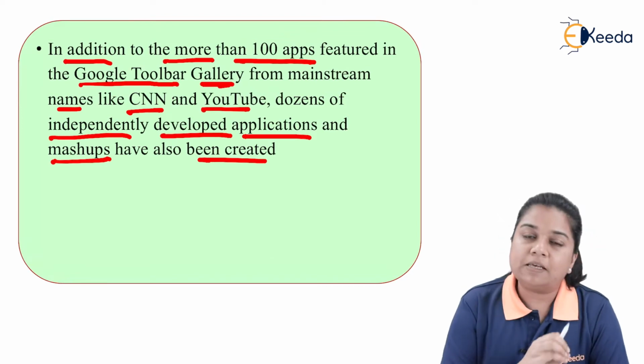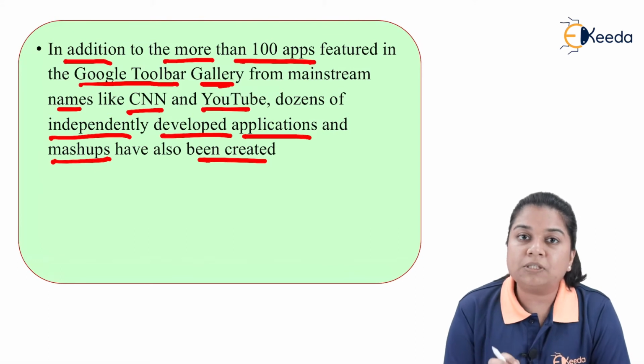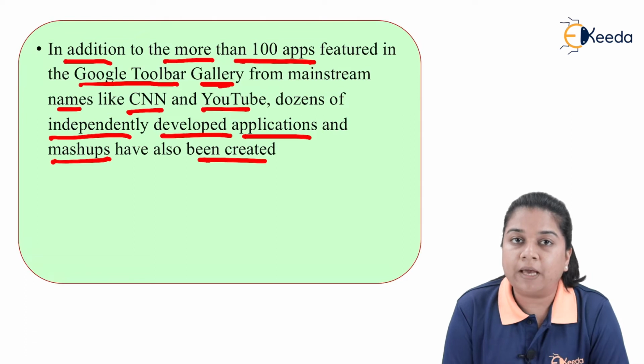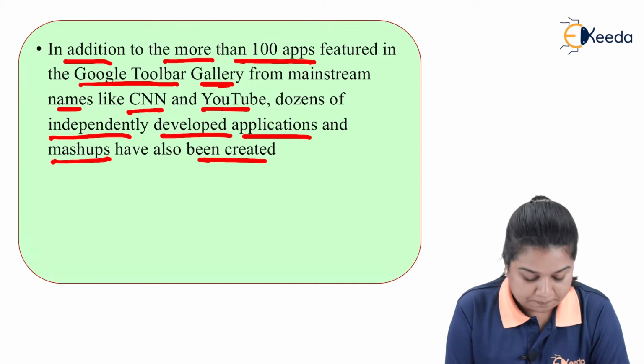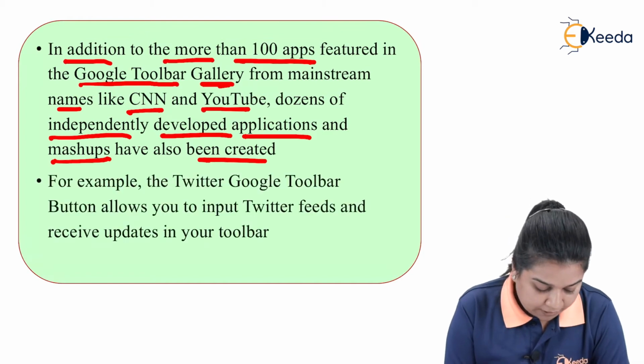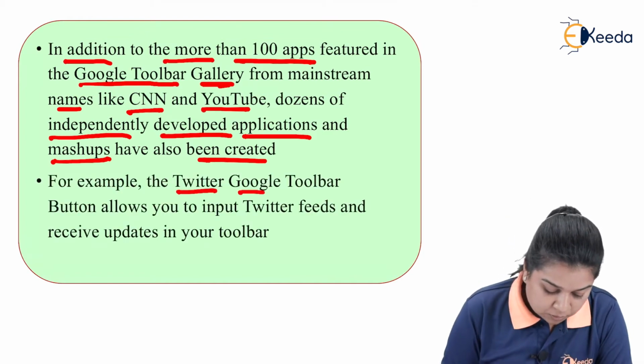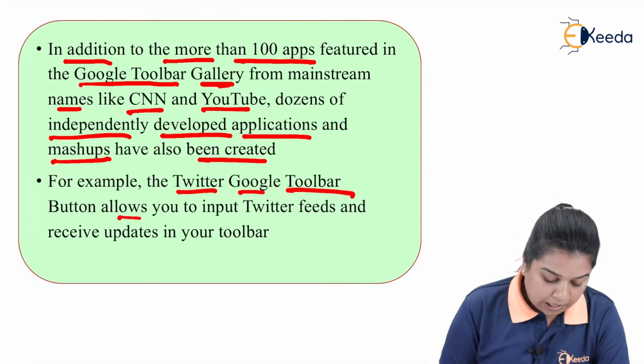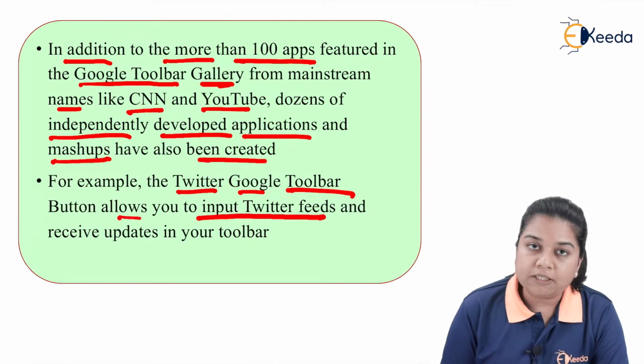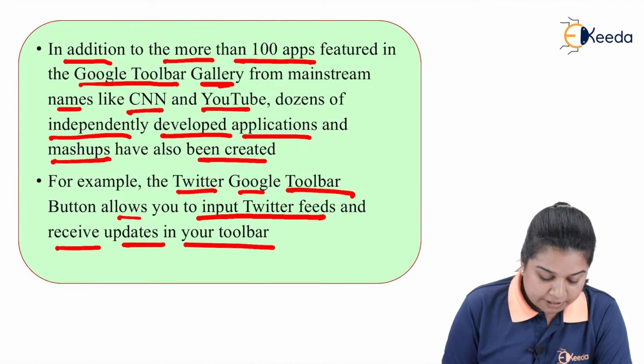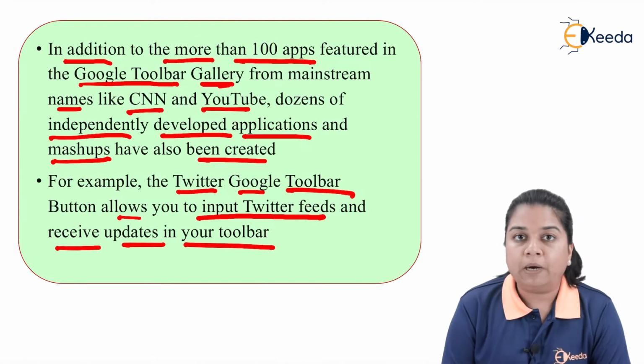Similarly, there are several applications incorporated in the Google Toolbar which we can access, and they are created or set there with the help of these Google Toolbar APIs. For example, the Twitter Google Toolbar button allows you to input Twitter feeds and receive updates in your own toolbar.